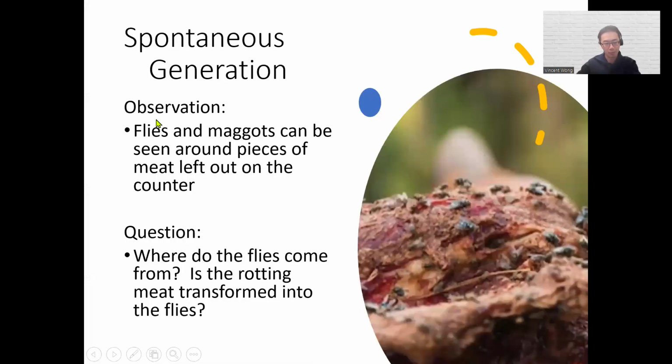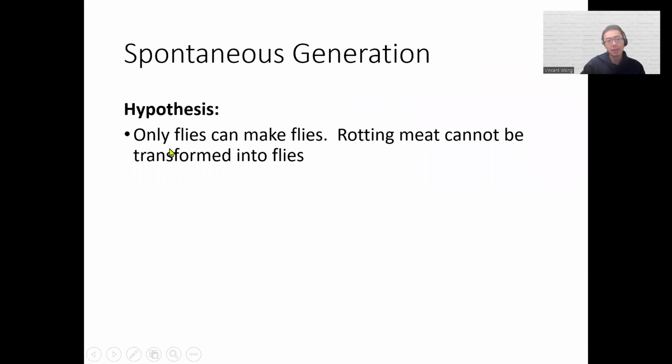Okay, so he observed that flies and maggots can be seen around pieces of meat that were left out on the counter. Right, so the logical question to ask is, where do flies come from? Is the rotting meat transformed into flies? Okay, so that's basically the observation and the question. And the hypothesis that he made was only flies can make flies. Rotting meat cannot be transformed into flies.